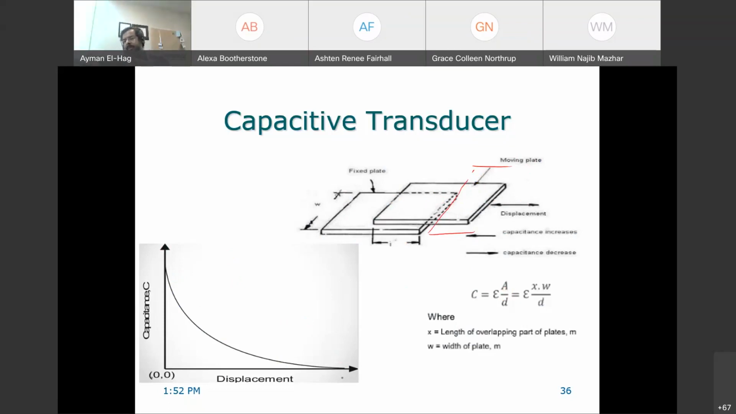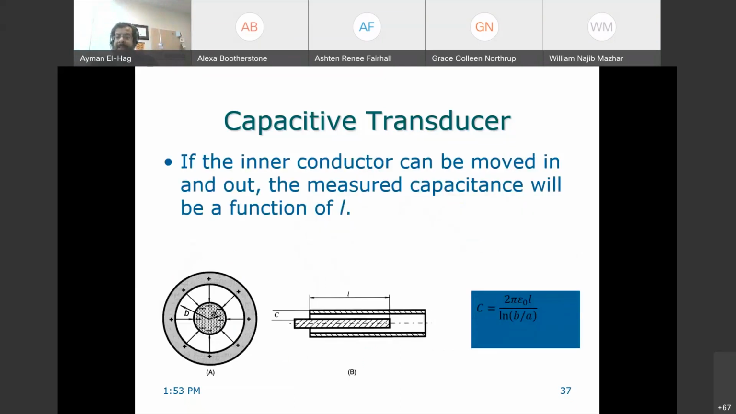The more displacement you have, the more you are pulling this plate, and you are reducing further the overlapping area. So it's always decreasing, decreasing, decreasing, and then the capacitance is decreasing. So you are measuring the change in the movement or the displacement by the change in the capacitance. Another way is to use the same thing for the coaxial capacitor as well.